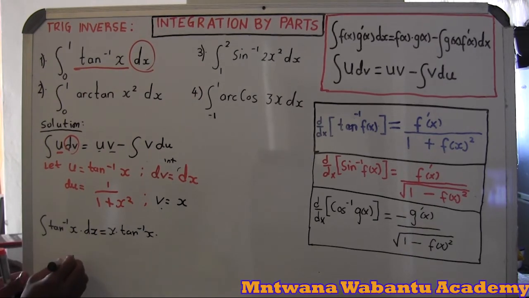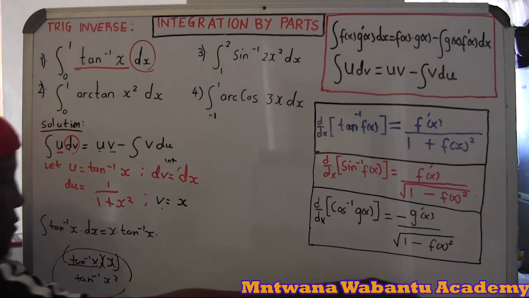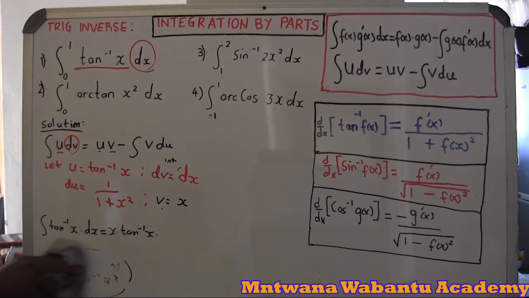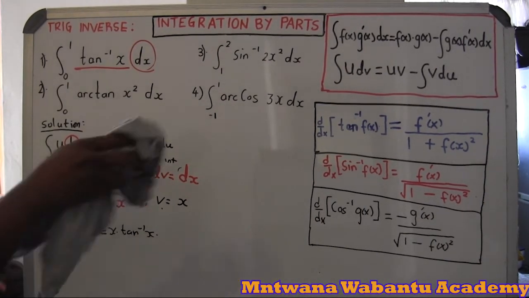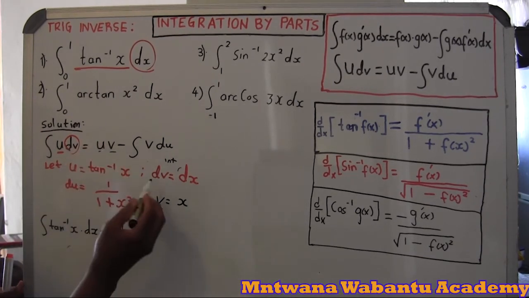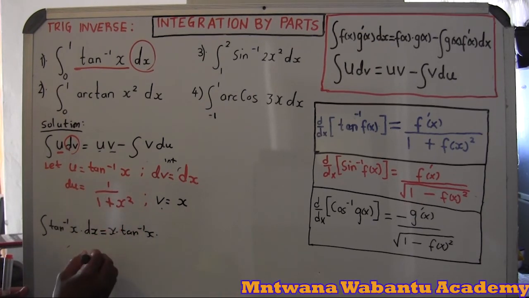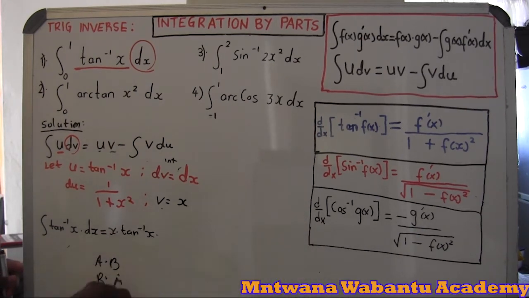Don't write tan inverse of x times x, because you might then read it as tan inverse of x squared, which is not true. You can just put it in a bracket, but most of the time I encourage putting the x before tan inverse of x. So my u equal to tan inverse of x, and then times v equal to x. If you say a times b and b times a, it's the same thing. So I'll just put it like that.